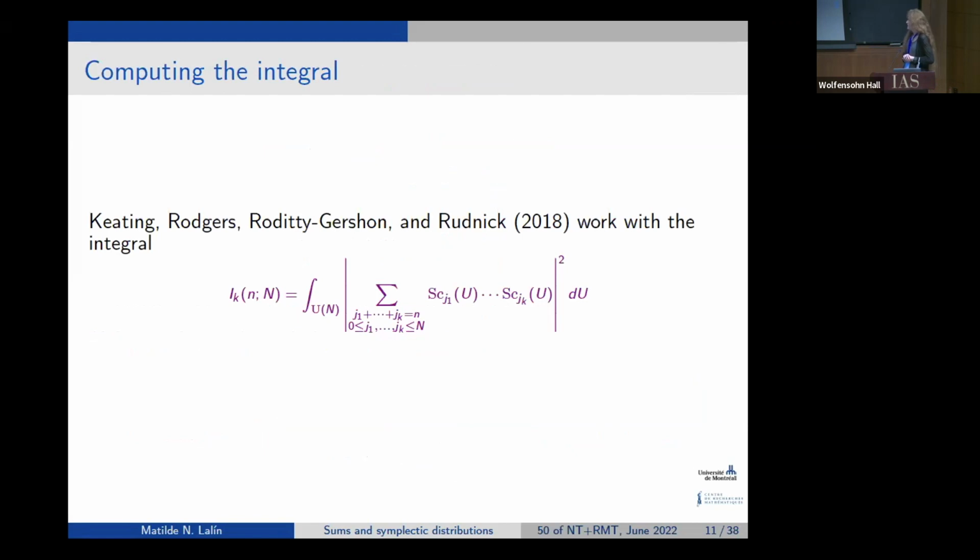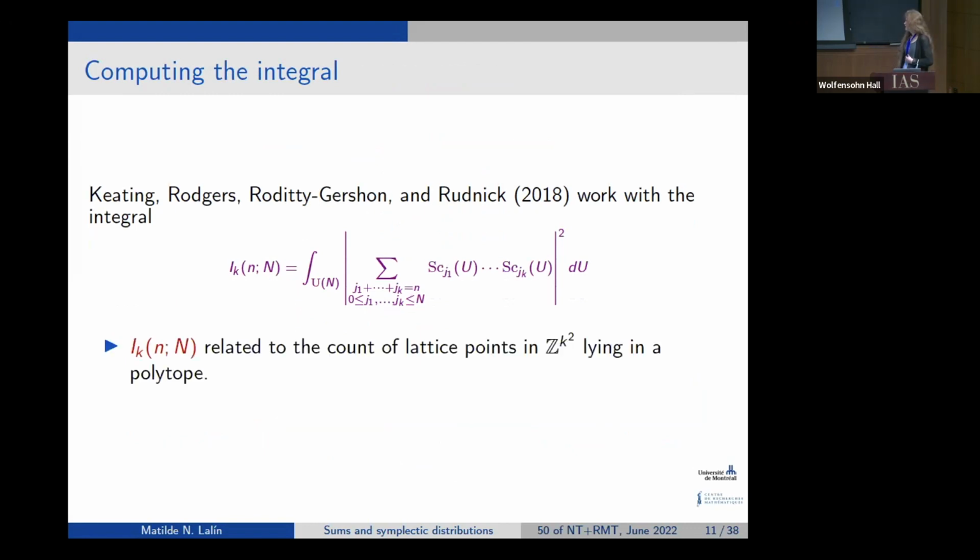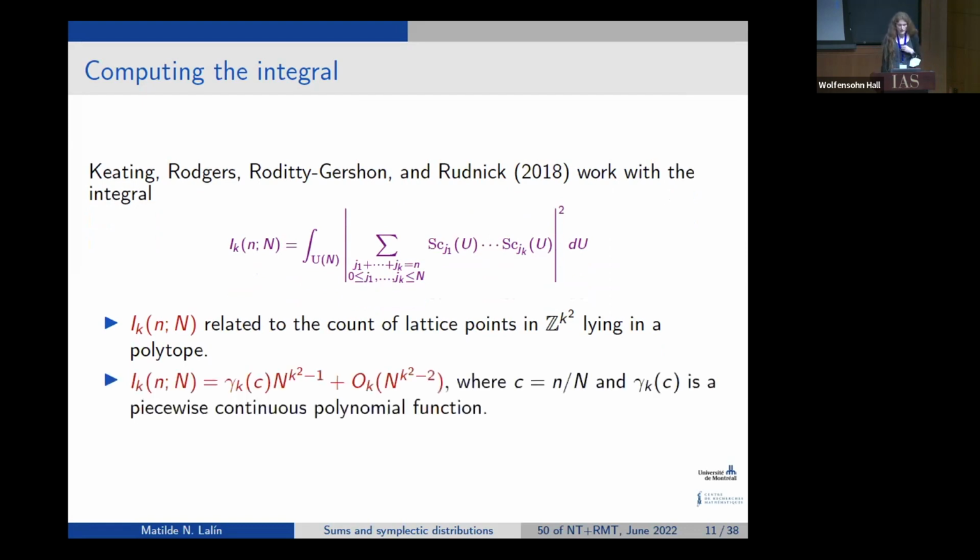Okay, so the goal then is to understand this integral, and there are quite a few things that they do to understand it. So one is to relate this number to a certain count of lattice points in the lattice C to the k square that lie inside a polytope. Okay, the gamma kc that we have in the formulas, this is coming from the asymptotic of the main term.